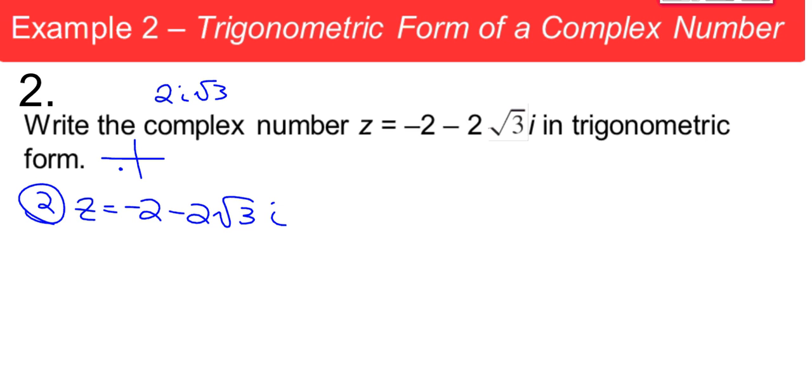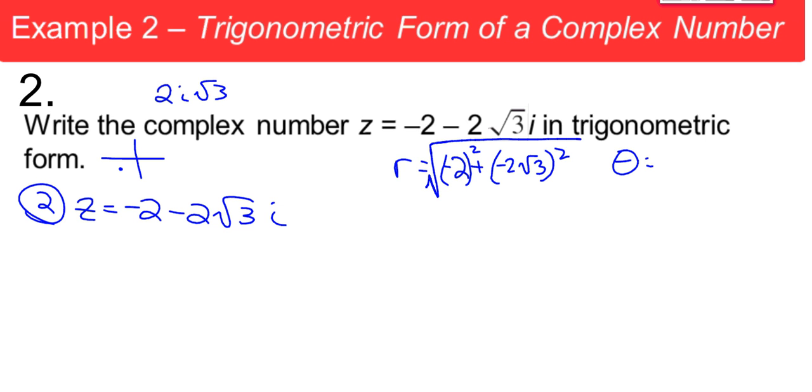So we need to find the complex form, so we need to figure out what r and theta are. How are we going to figure out r? Okay, so -2 squared, plus -2 square root of 3 squared, and we need the square root of that. So that's going to be r. -2 squared is 4. What is -2 square root of 3, squared?